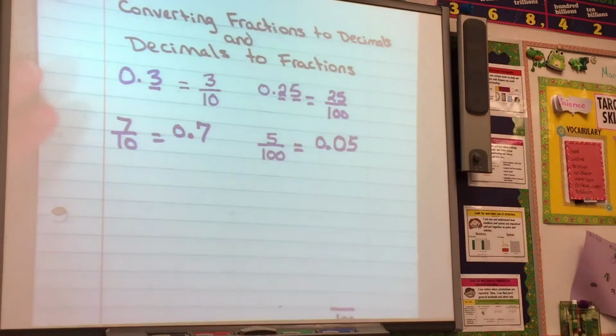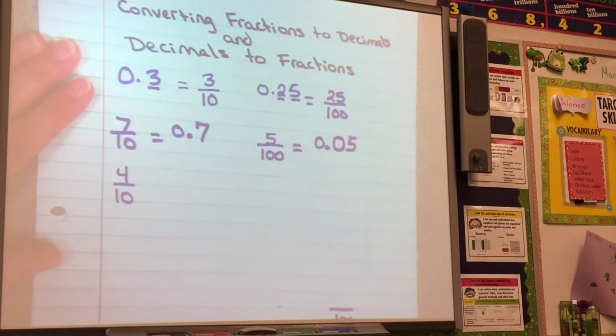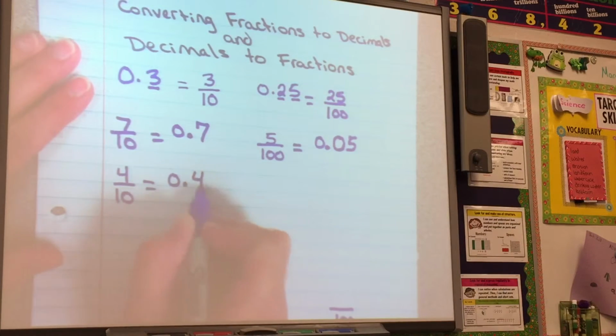Let's try 1 or 2 more. Let's do 4 tenths to a decimal. So 4 over 10 tells me I'm going to have one place after the decimal, so 0.4.